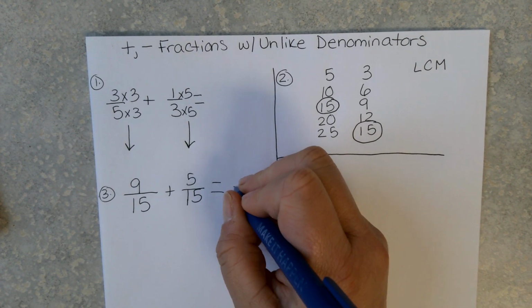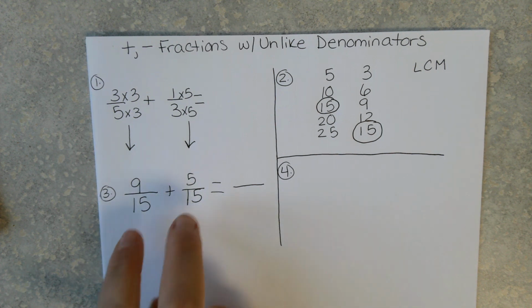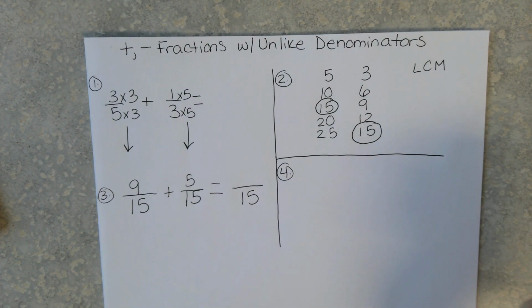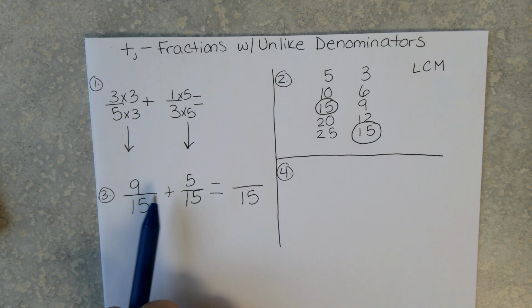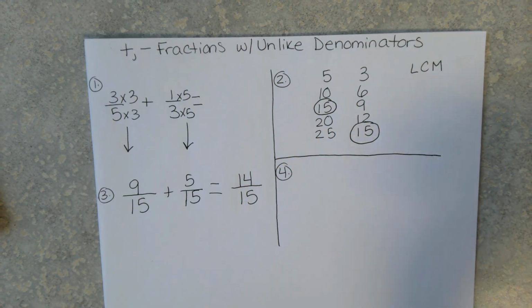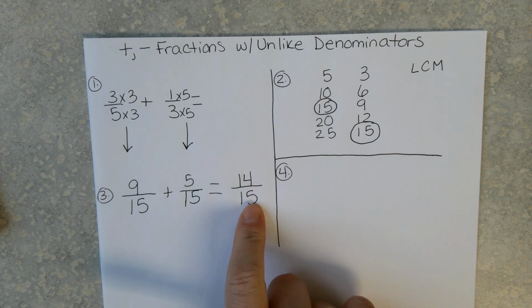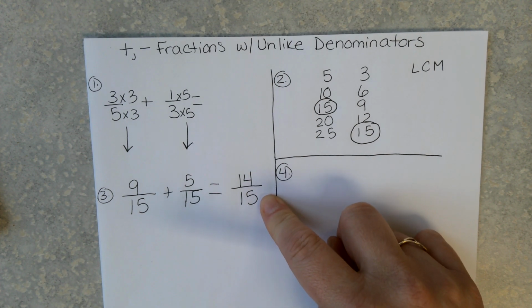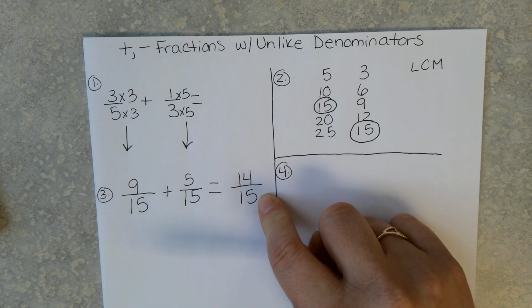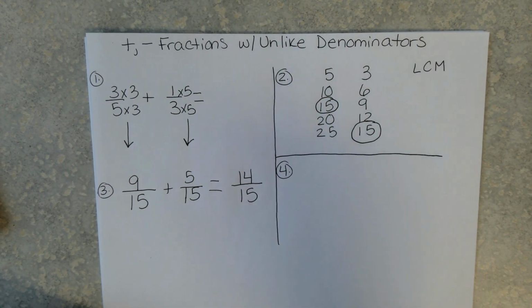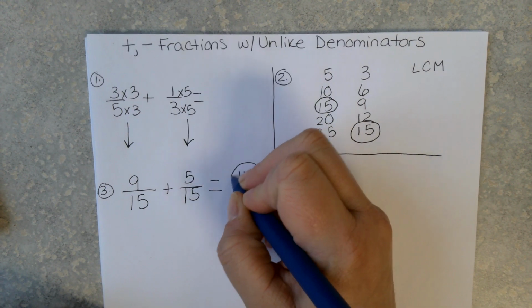Now, with fractions, we do not need to add these denominators up, so that is just going to stay a 15. At the top here, 9 plus 5, that's going to be 14. Now, this is a proper fraction, okay, because the numerator is less than the denominator. If it was an improper fraction, you would also need to convert it. But for this particular problem, we don't need to do that. So here is our answer for this step.